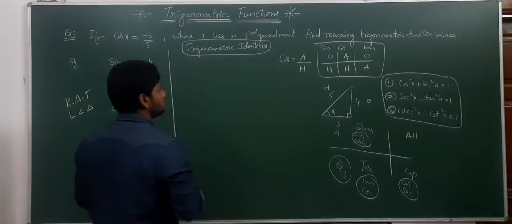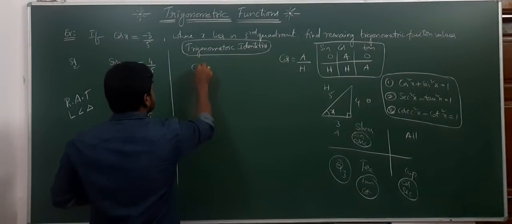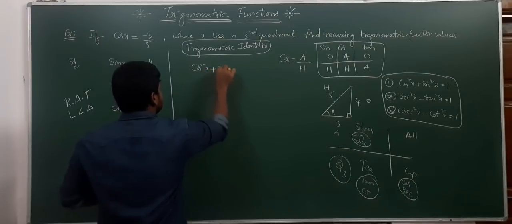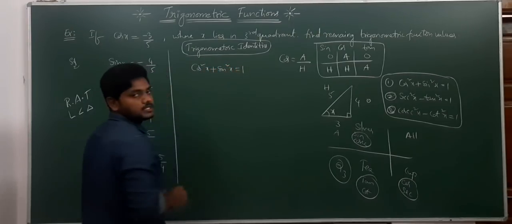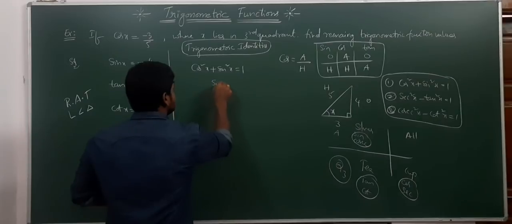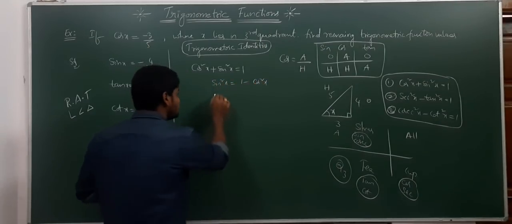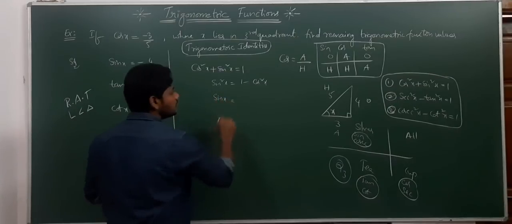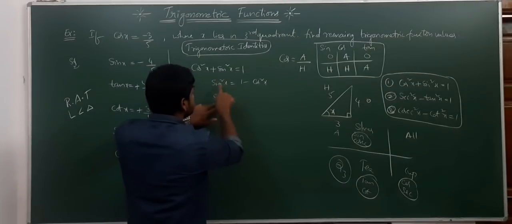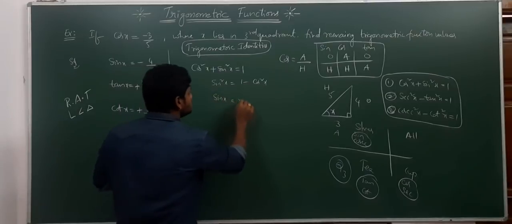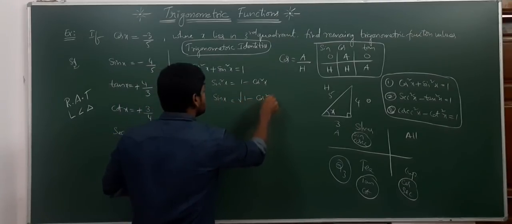Let us solve how. We know that cos square x plus sin square x is equal to 1. Then what is sin square x? 1 minus cos square x. What is sin x? Sin x means, here square is there, so sin x is the square root of 1 minus cos square x.